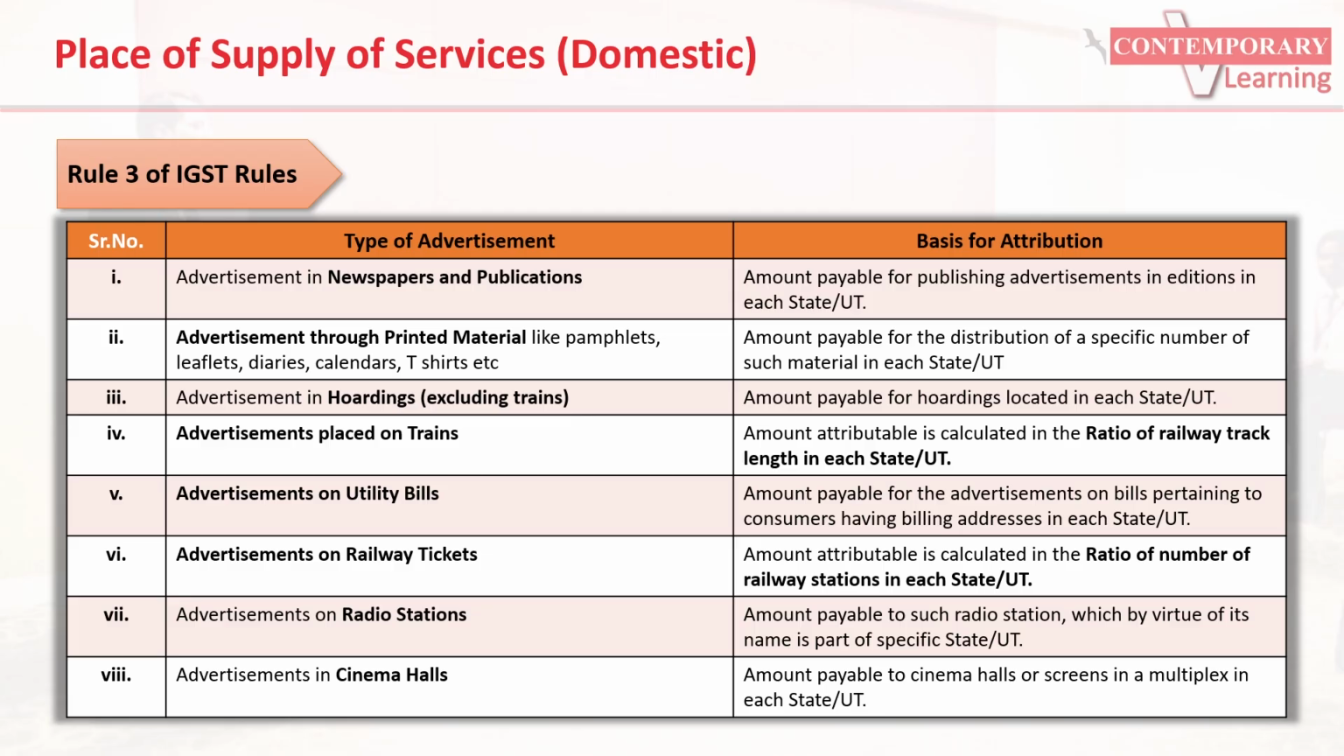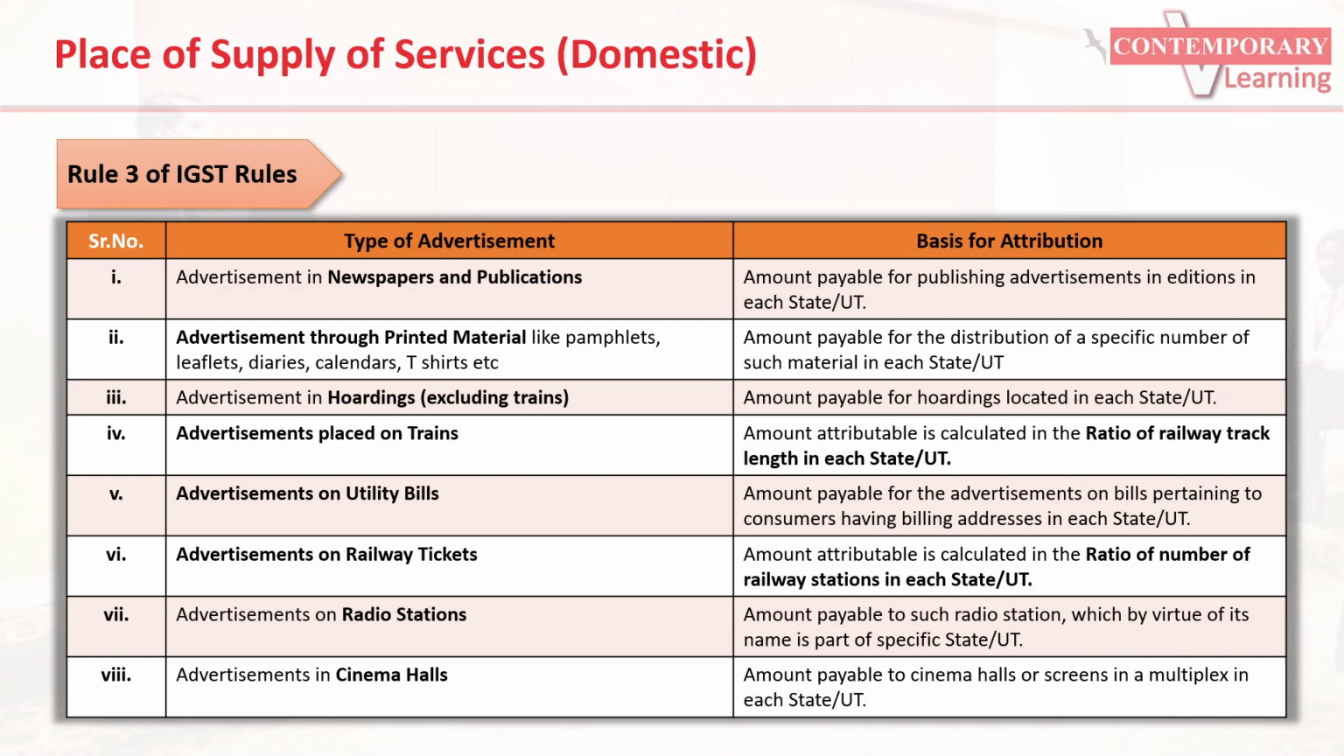For advertisements on utility bills, the apportionment is based on the amount payable for advertisements on bills pertaining to consumers having billing addresses in each state or union territory. So if you're advertising on electricity bills, it's based on where the bill recipients are located. Railway tickets follow a similar principle. The amount is apportioned based on the ratio of the number of railway stations in each state or union territory.